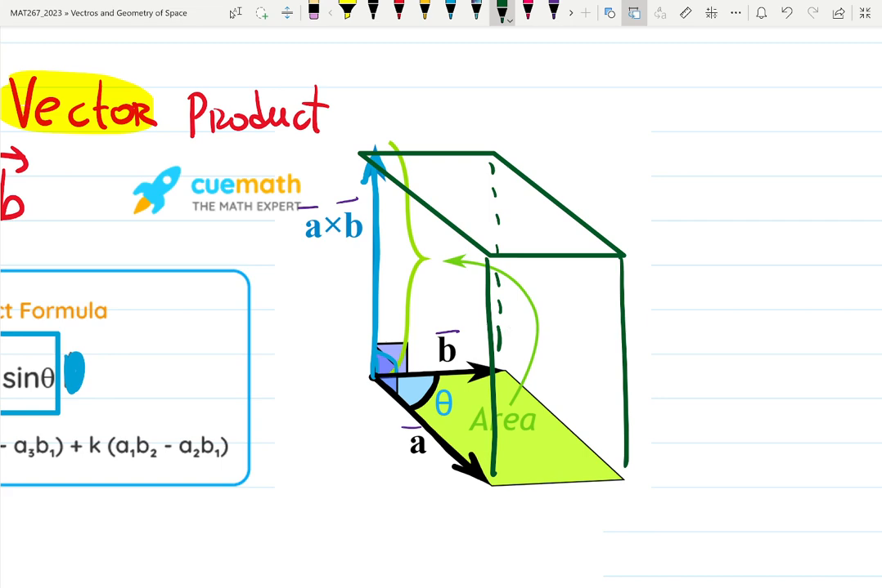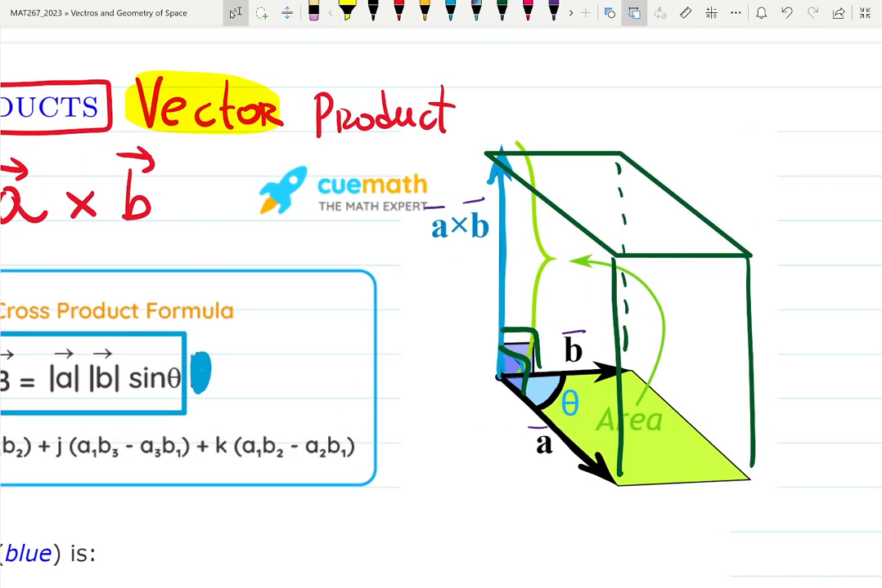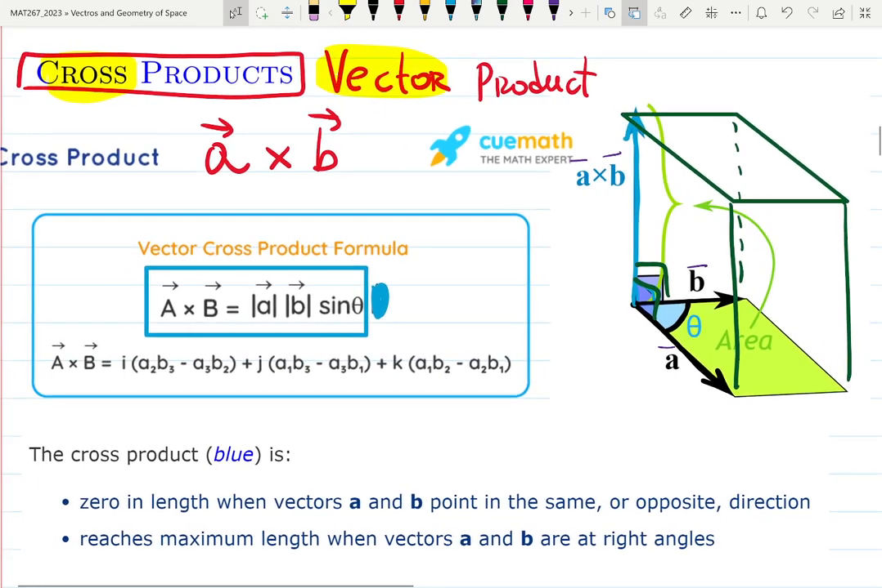The cross product is in blue. That's the vector sticking out. It's perpendicular to the plane. That's a pretty cool idea. So now we will have a cool perpendicular vector. Not only perpendicular to A, not only perpendicular to B, it's perpendicular to the whole plane. So the cross product is 0 in length when A and B point in the same or opposite direction. We're going to learn about this. And it reaches its maximum length when vectors are at right angles. So it is growing up and down.